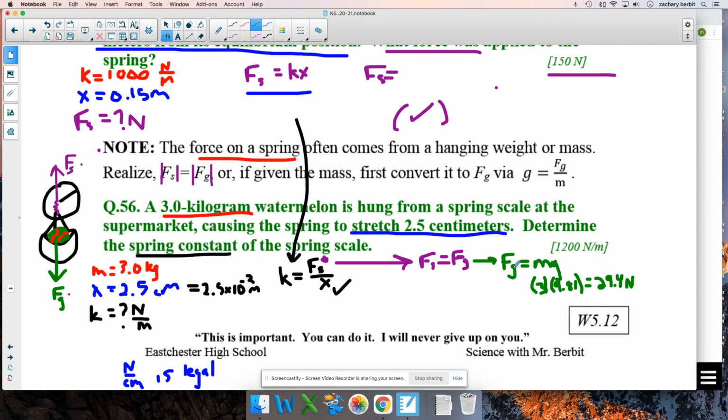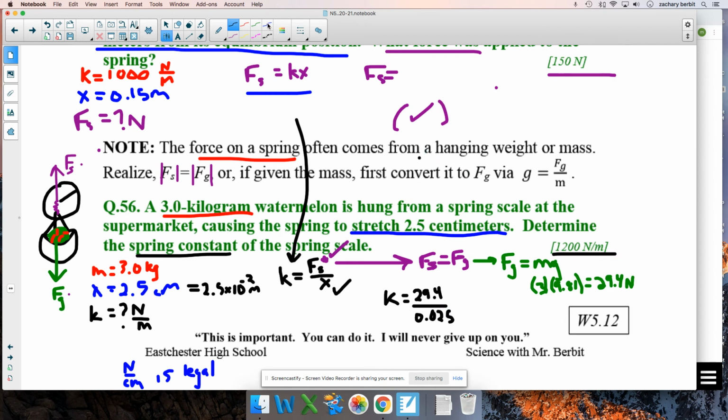That's the FG. And then the FG is the Fs. That's an S there. Sorry, you don't notice that. That's an S, which means we know the Fs now. Boom. And so to solve this one, K equals, you have your 29.4 newtons over your 0.025 meters, and you should get exactly this, 1,200 newtons per meter.